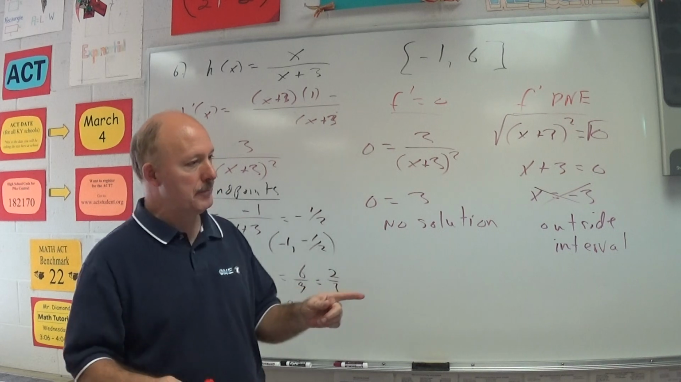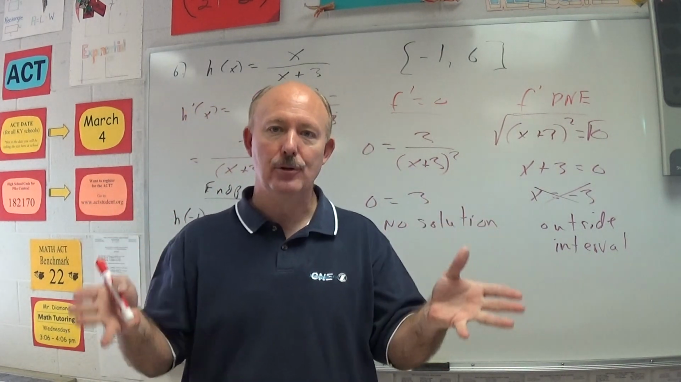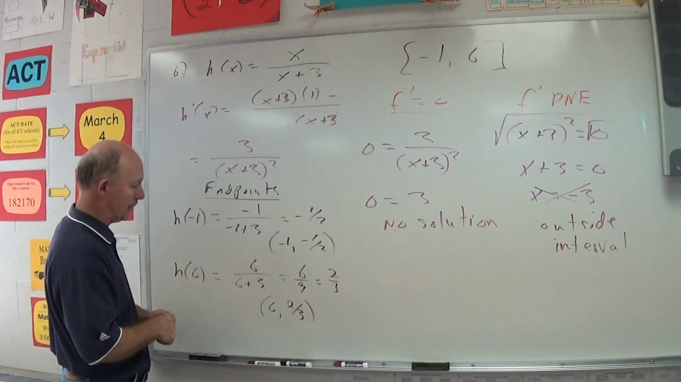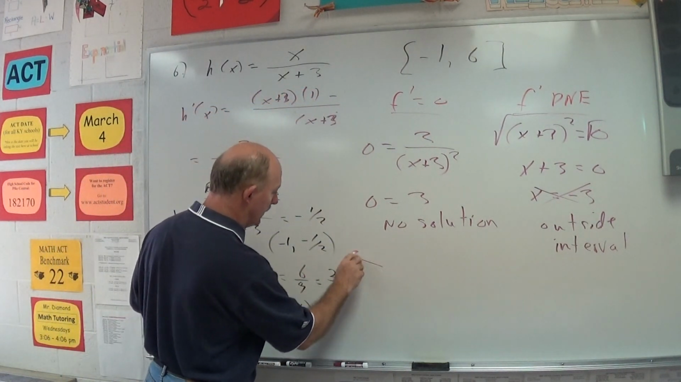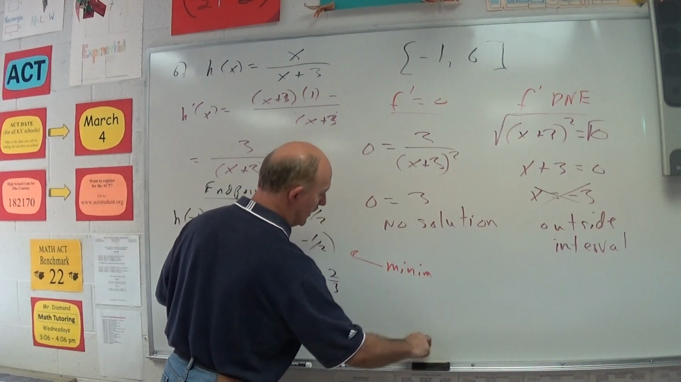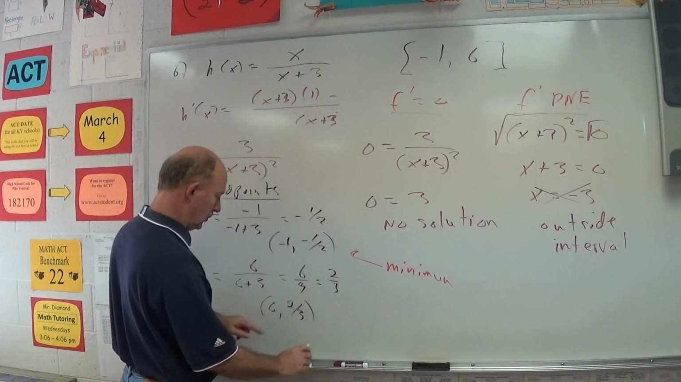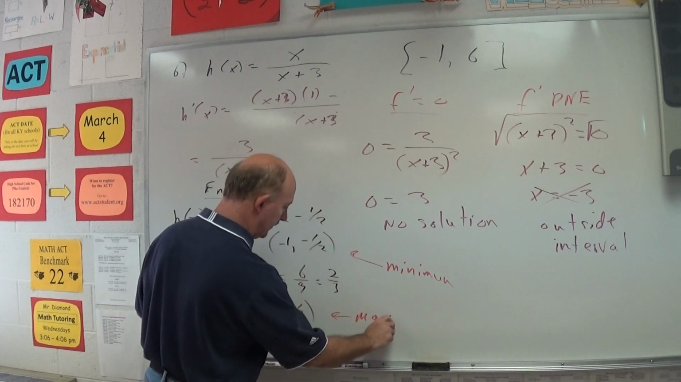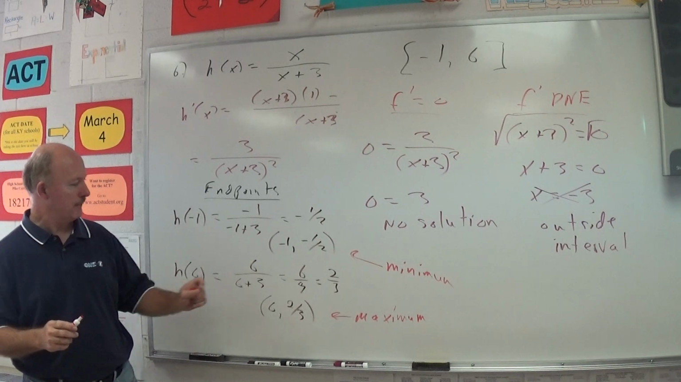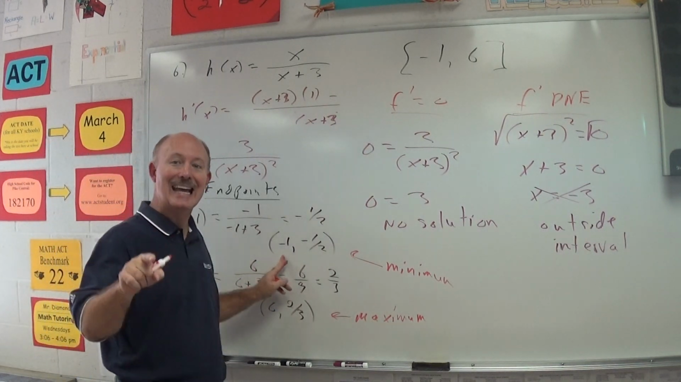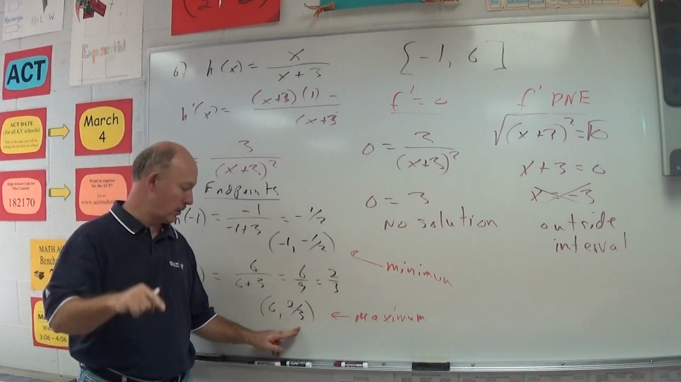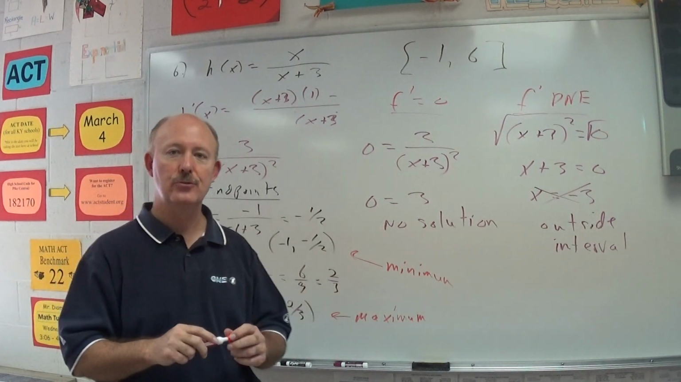So that means in this problem, the absolute maximum and absolute minimum must be at the endpoints. So let's check them just like we indicated a minute ago. Negative 1/2 is going to be the minimum, and 2/3 is going to be the maximum. So the absolute minimum is negative 1/2, and it occurs at x equals negative 1. The absolute maximum is 2/3, and it occurs at x equals 6.